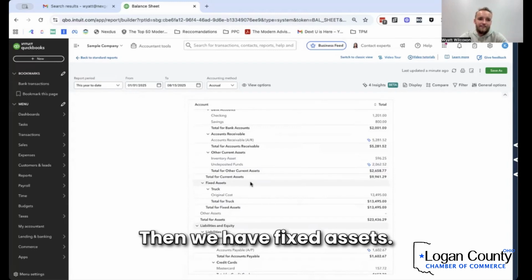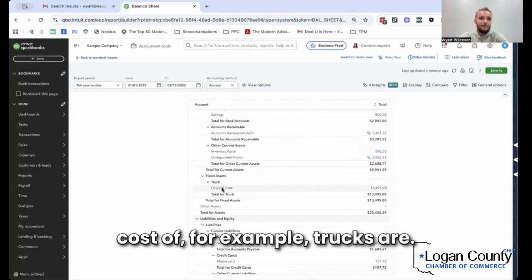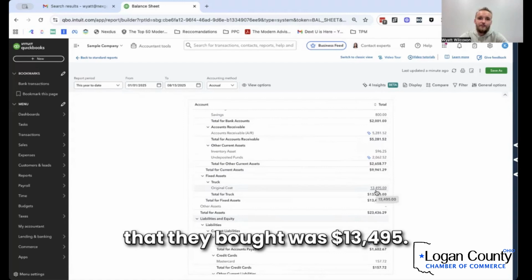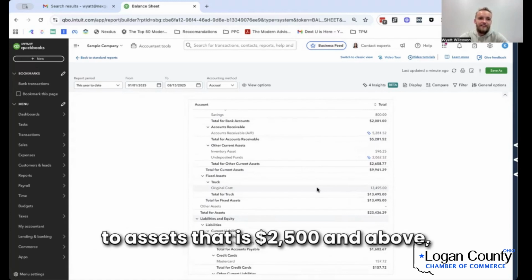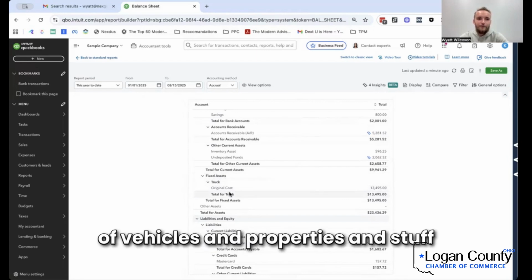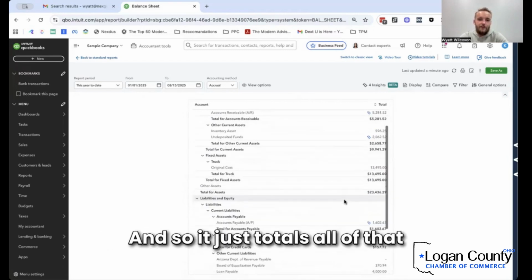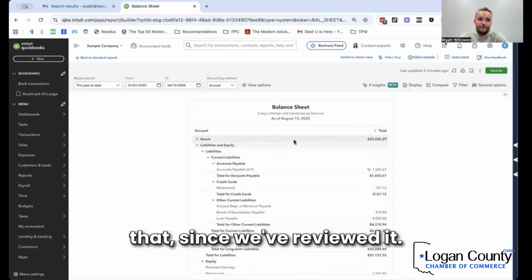Then we have fixed assets. So this is where the total cost of, for example, trucks are. So the original cost of the truck that they bought was $13,495. Typically at our firm, we put anything to assets that is $2,500 and above, unless there's good reason not to. But you will see a lot of vehicles and properties and stuff in the fixed assets category. And so it just totals all of that up for us. I'm going to condense that since we've reviewed it.